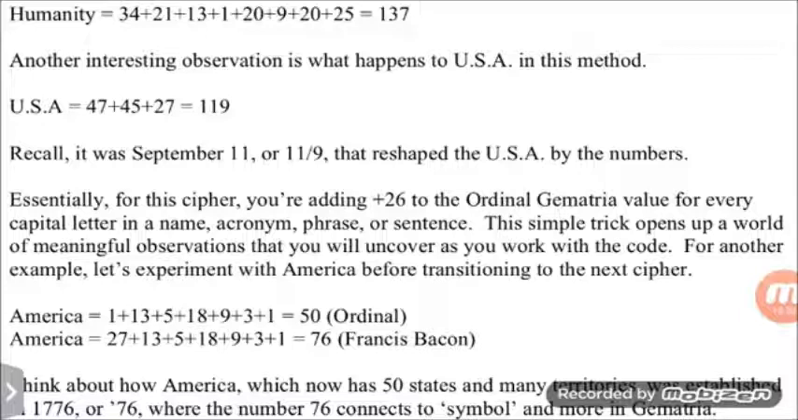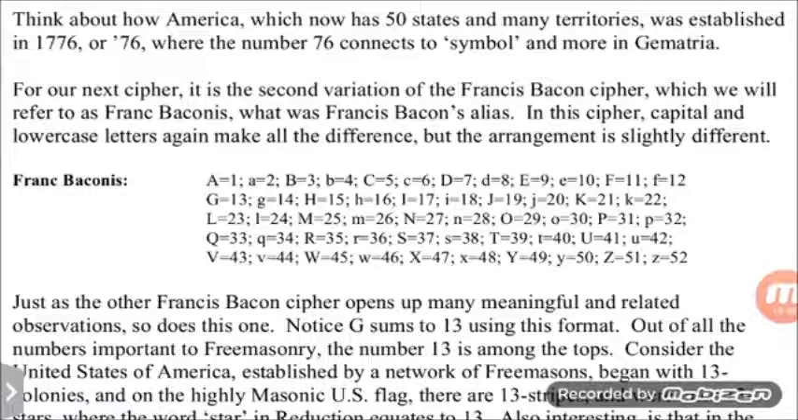America equals 1 plus 13 plus 5 plus 18 plus 9 plus 3 plus 1 equals 50, ordinal. America equals 27 plus 13 plus 5 plus 18 plus 9 plus 30 plus 1 equals 76, Francis Bacon. Think about how America, which now has 50 states and many territories, was established in 1776, or 76, where the number 76 connects to symbol, and more in Gematria.